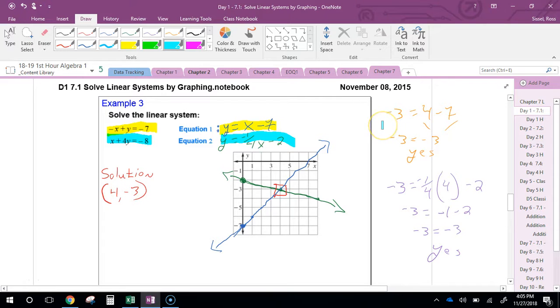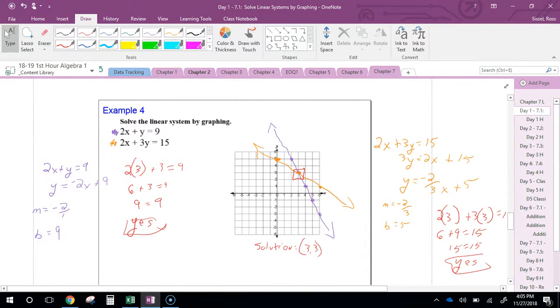We input that in for our first equation here. Negative 3 equals 4 minus 7. It comes out to negative 3 equals negative 3. Yes, it works. We go to our second equation. Negative 3 equals minus 1/4 times 4 minus 2. Comes out to negative 3 equals negative 3. Yes, it also works. So that's my solution.